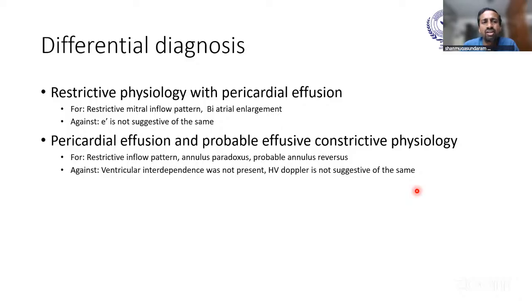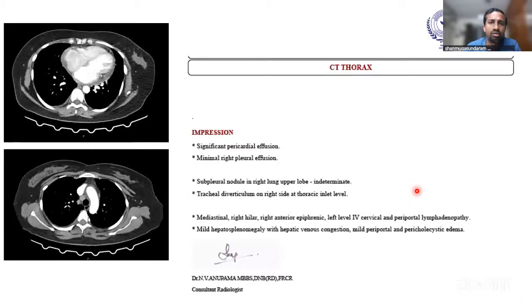The points favoring it were the restrictive inflow pattern, annulus paradoxus, and probable annulus reversus. But the typical ventricular interdependence wasn't present, and the hepatic venous Doppler was not showing diastolic flow reversal. That was again not fitting in.